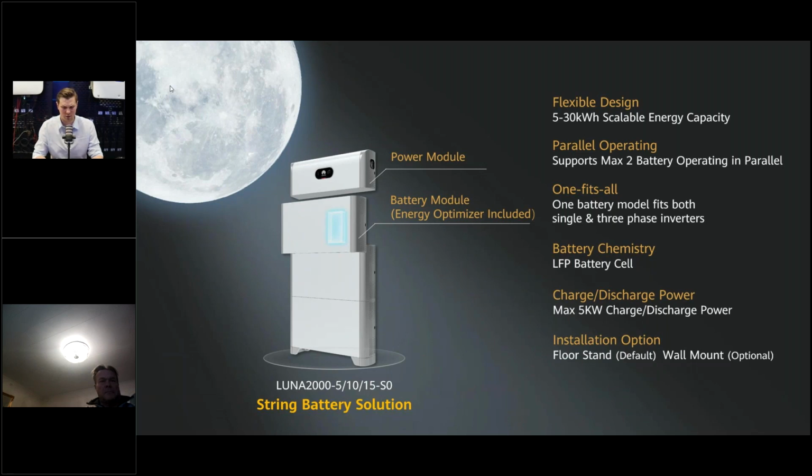Maximum charge and discharge power for the Luna battery is 5 kilowatts, but remember it's a DC coupled solution, so we are always limited by the output power of the inverter. If you have a 3 kilowatt inverter, this is the maximum power you can take, and not the 5 kilowatts from the battery. So this is one of the disadvantages of having a DC coupled solution. We are always limited by the output power of the inverter.